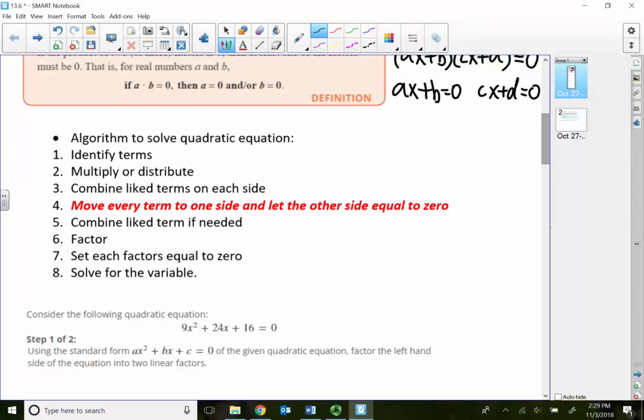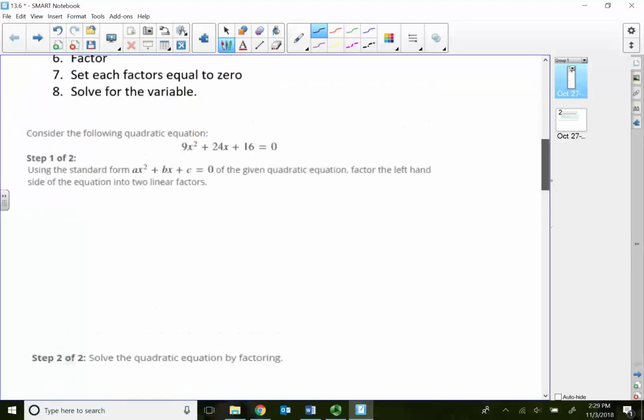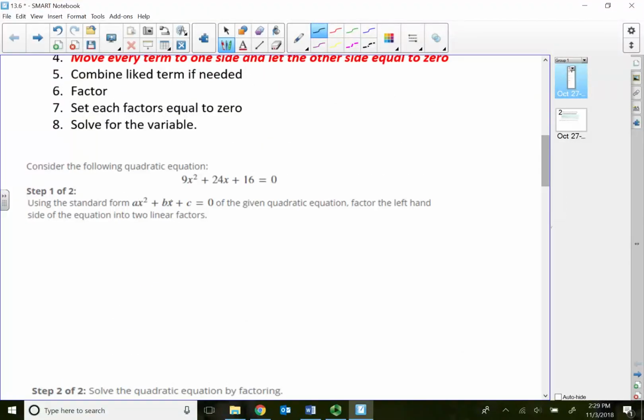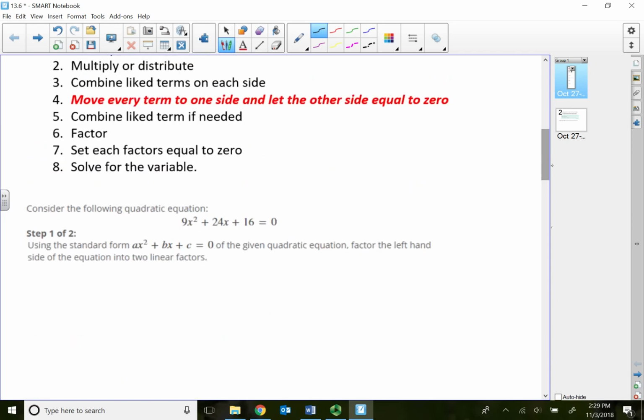All right, so let's check it out. Let's do this, okay? These problems are split into 2 different steps. The very first step is using the standard form of the given quadratic equation. Factor the left-hand side of the equation into 2 linear factors. Step number 2 is actually solving the quadratic equation by factoring. So basically, step number 1 wants me to write it as linear factors.